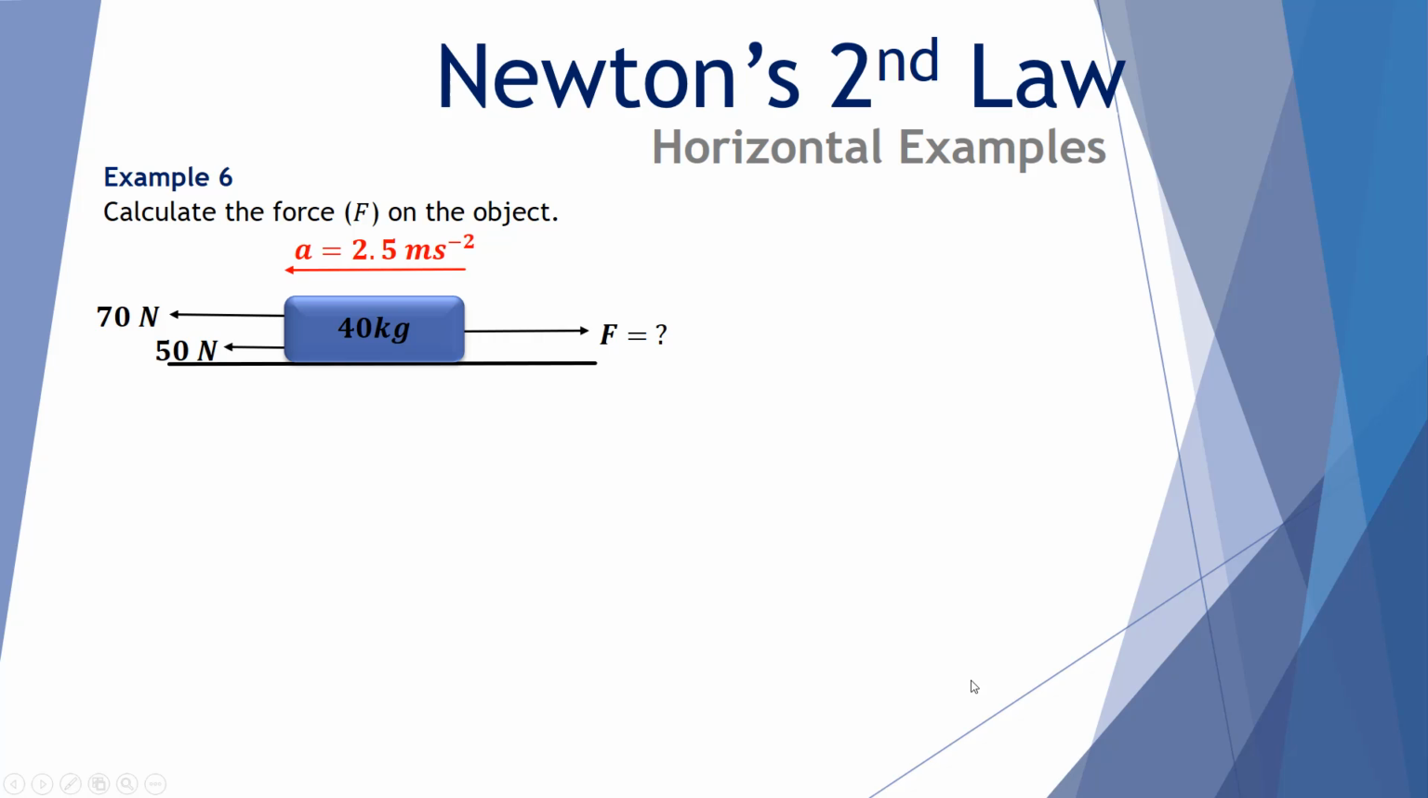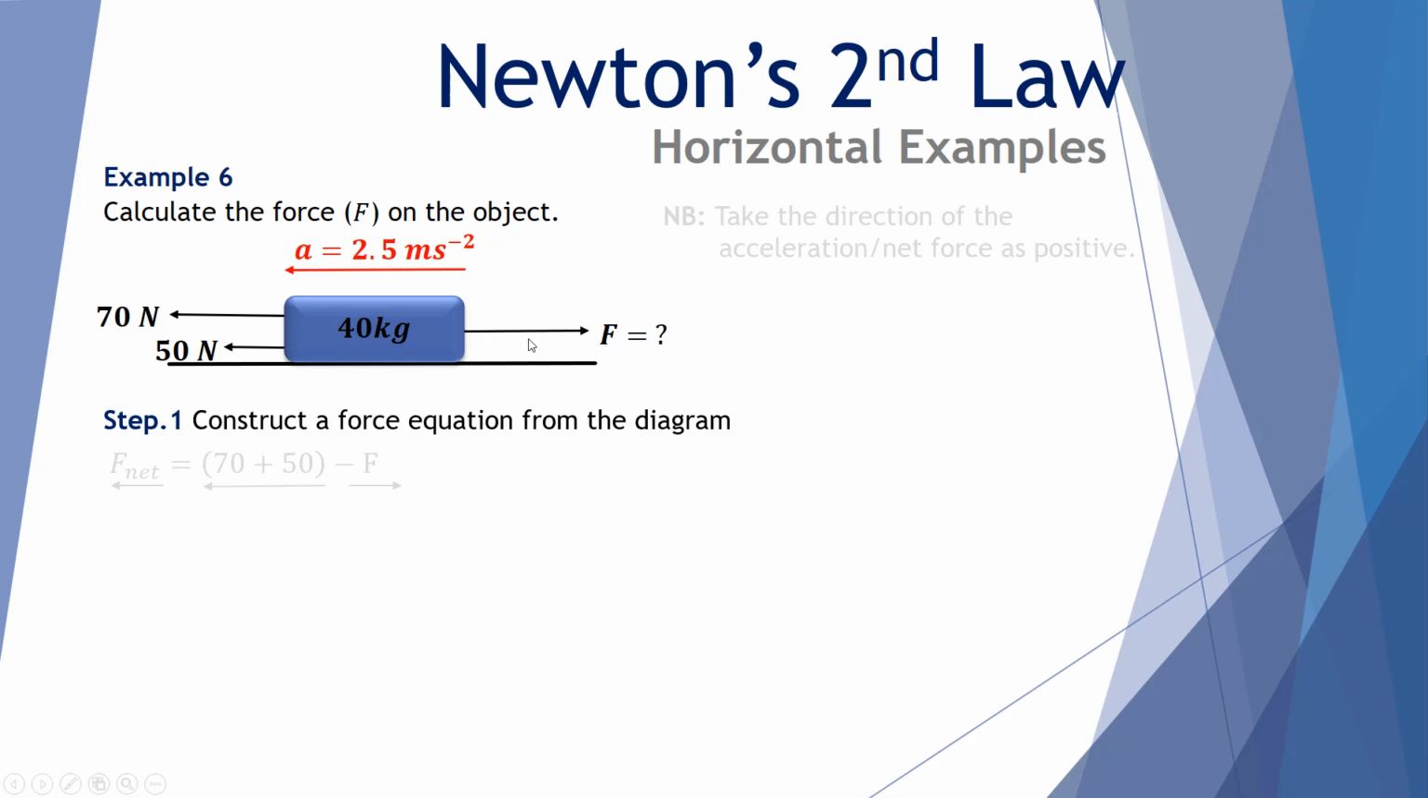Finally, our last horizontal example, example number 6, let's calculate the force on this particular object. In this case, we've got two forces to the left, one of 70 newtons and one of 50 newtons, one force to the right, an unknown value of F, and the object is accelerating at 2.5 meters per second squared to the left. Let's construct our force equation from this diagram. So we're looking horizontally. And of course, if the acceleration is going to the left, that means our net force is to the left. So we're going to take that as a positive direction. So the net force is to the left, and that's being generated by the 70 and 50 Newton forces individually to the left and being opposed by the unknown force F to the right, hence the negative.